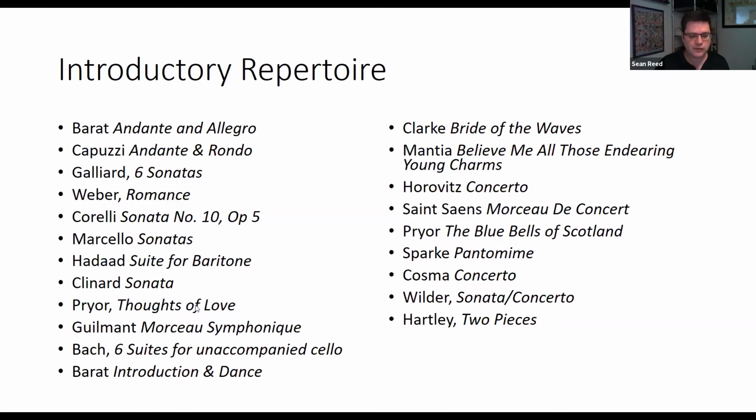Prior's Thoughts of Love, it's a trombone piece, but it's in keeping with that cornet literature, the turn of the century band solo literature. The Bach unaccompanied pieces for cello, any cello piece that you can make work on euphonium, I highly recommend it, if it's not impossible. I'm going to talk about the Sparke Pantomime in a minute, but these are some of the harder pieces, so the Cosma Concerto.